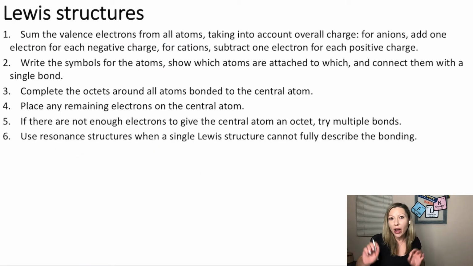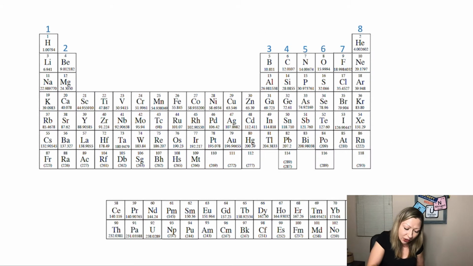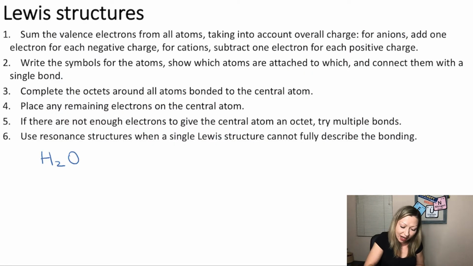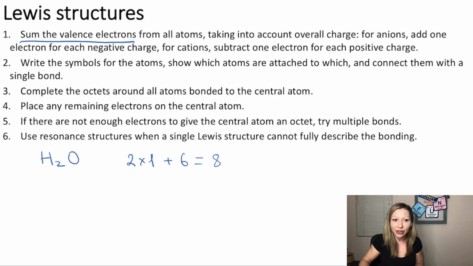Let's do one of my favorite molecules, water, H2O. Okay, so periodic table, hydrogen is right here, is going to have 1 valence electron, oxygen is right here, is going to have 6 valence electrons. So the sum of the valence electrons is 2 times 1 for the hydrogen atoms plus 6 for the oxygen atom, which is going to give me 8 electrons.